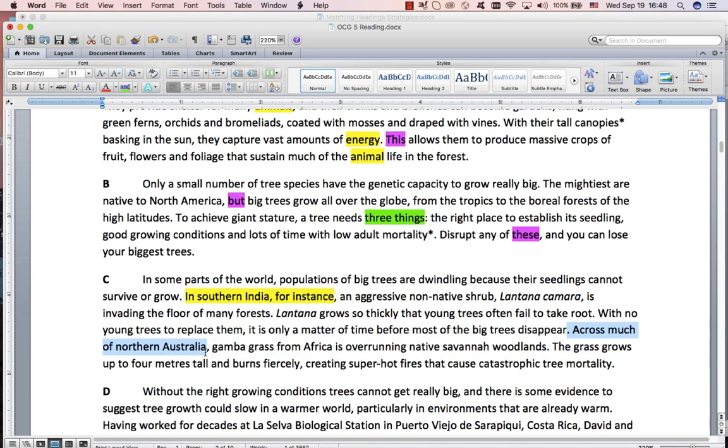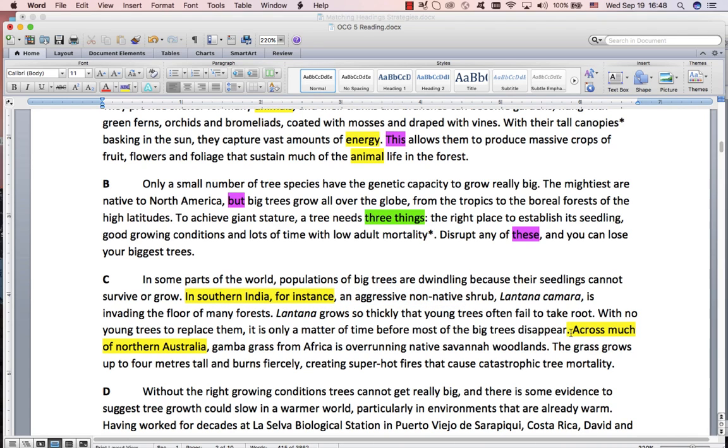Across much of northern Australia, there's new linking language that we missed the first time around. A kind of grass from Africa. So we've got a shrub and a grass from Africa overrunning the woodlands. The grass grows up to 4 meters tall and burns, creating fires that cause tree mortality, catastrophic. So basically, the structural language gives you this paragraph. It's 2 examples. They didn't use linking language here.